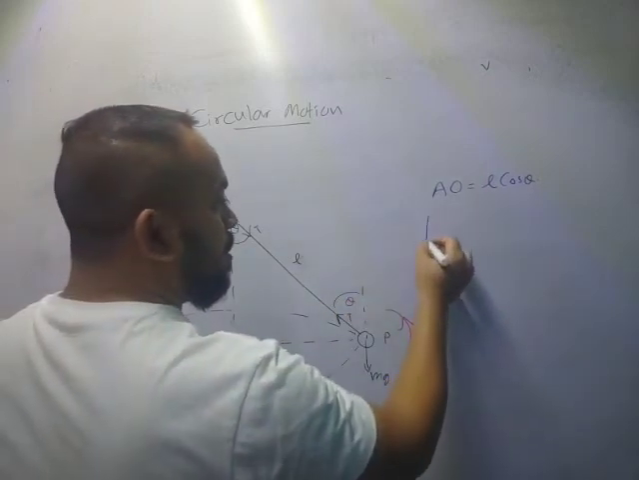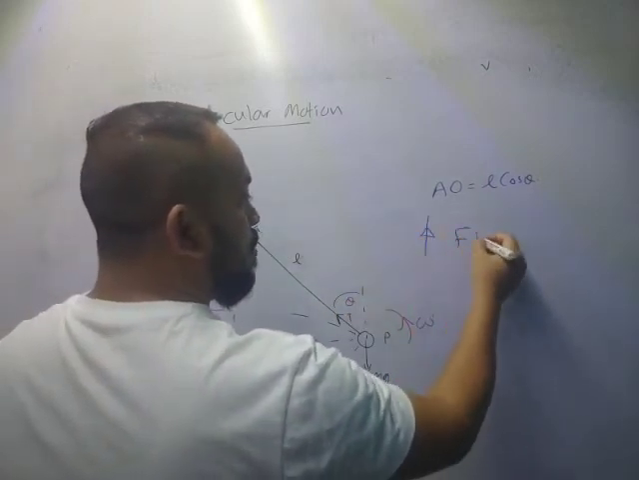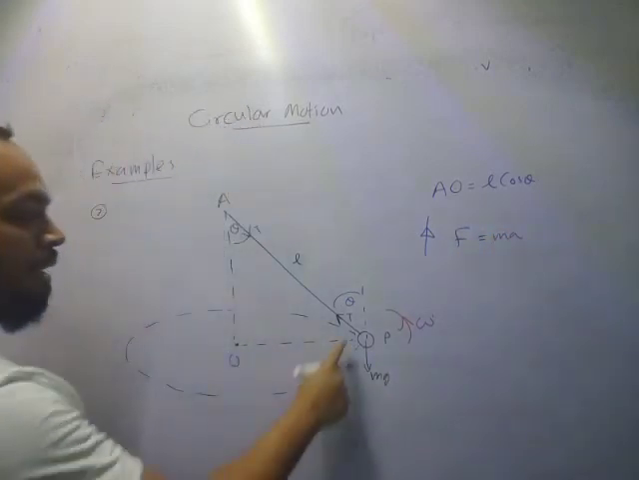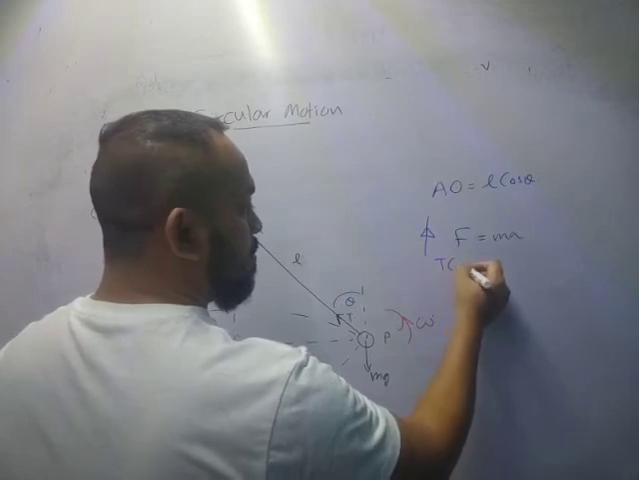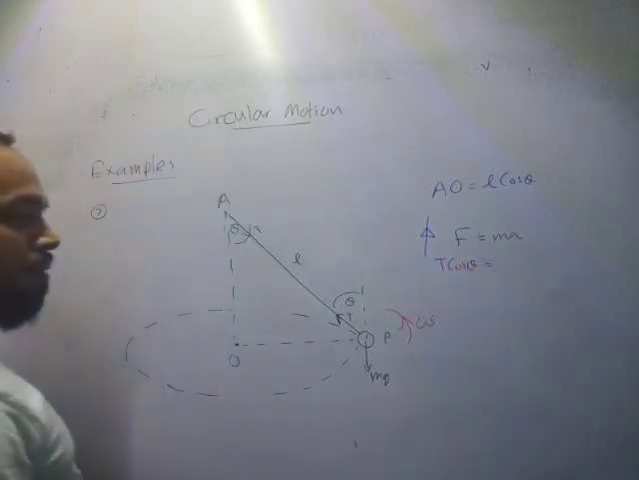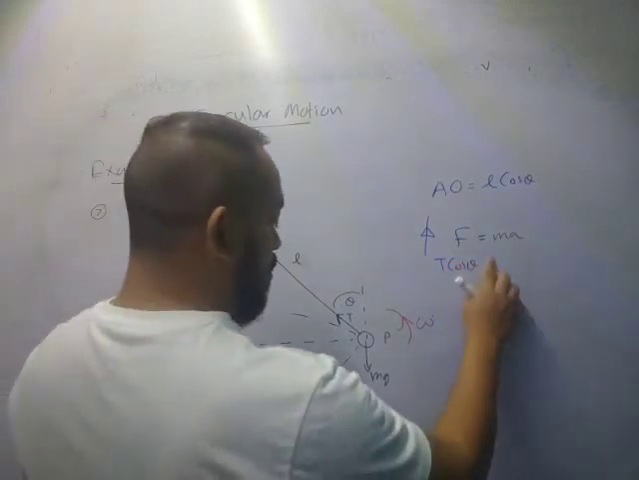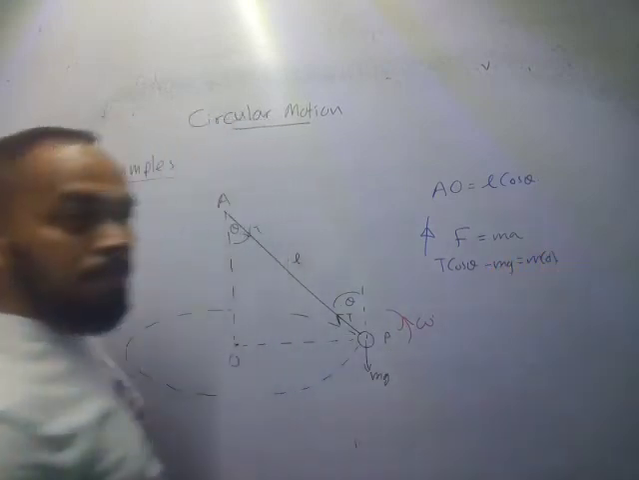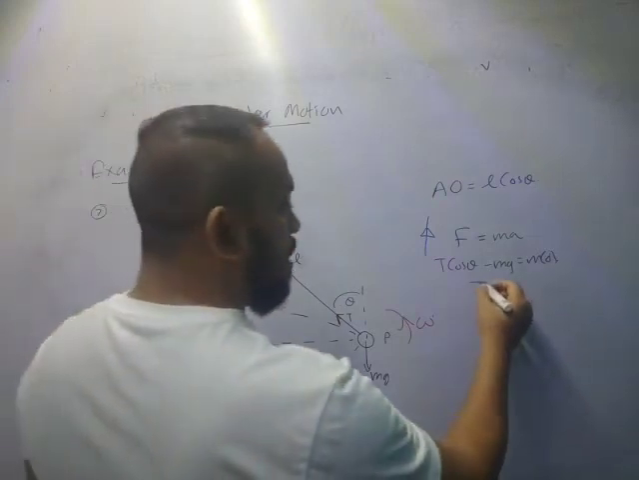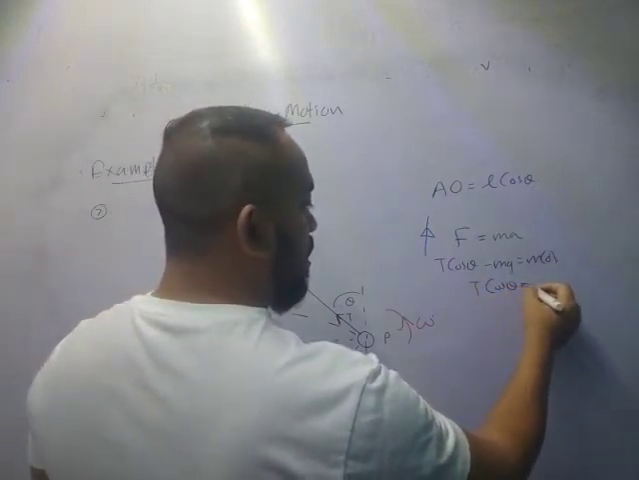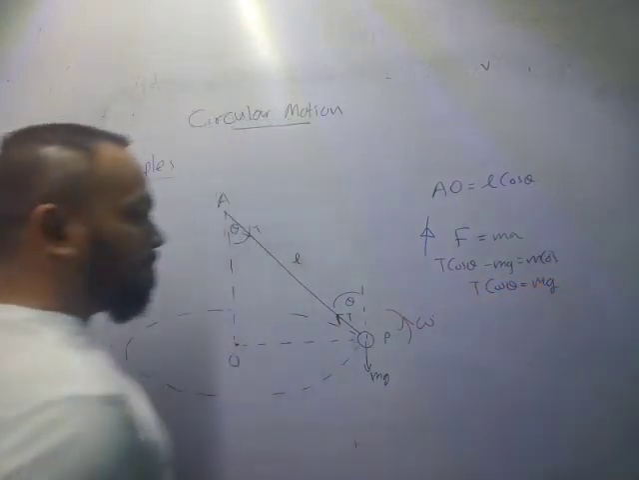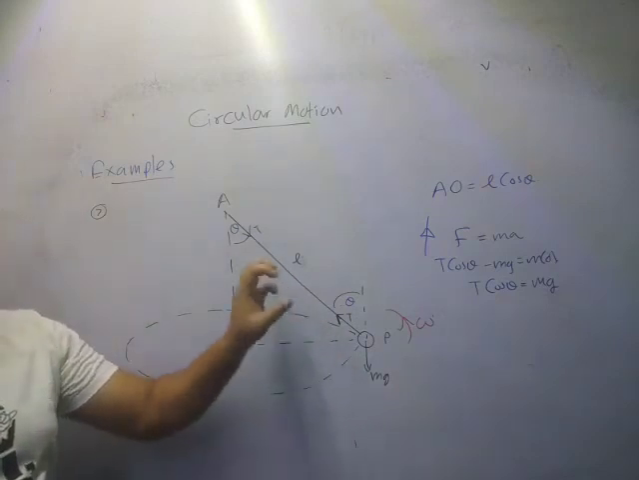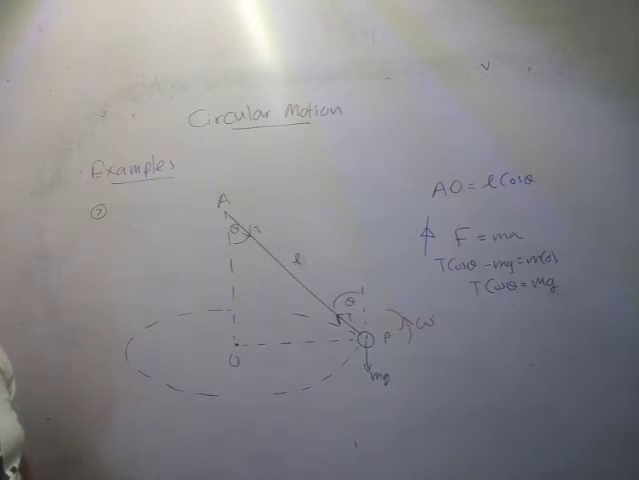If you resolve forces in the vertical direction, F equals MA, we have T cos theta minus mg equal to m times 0, right? So that gives us T cos theta equal to mg, right? They are not asking you to find the tension. So don't go and find it.